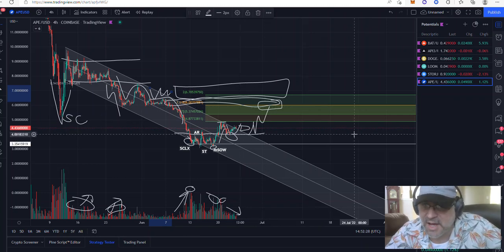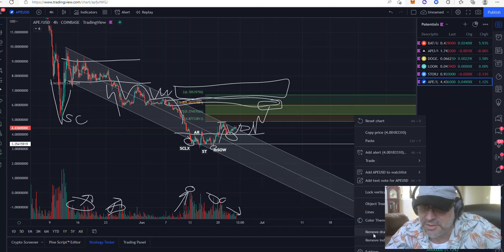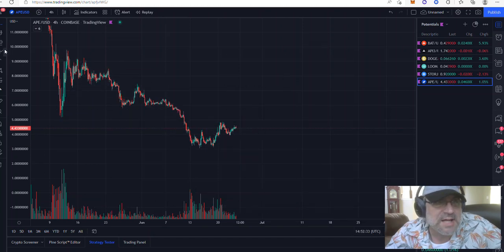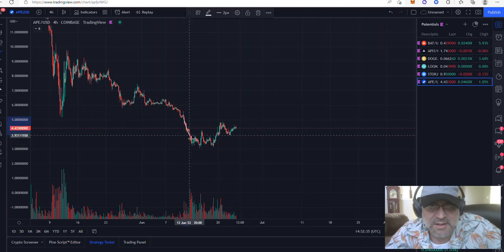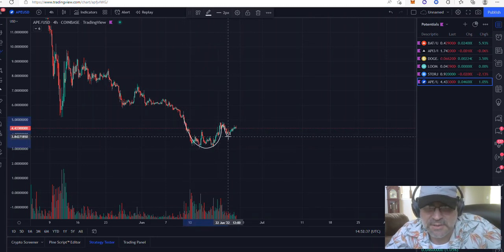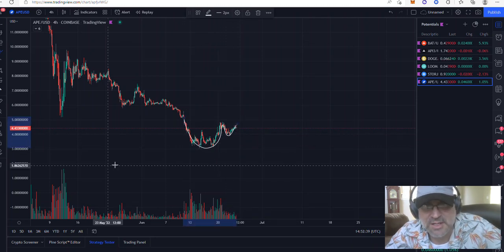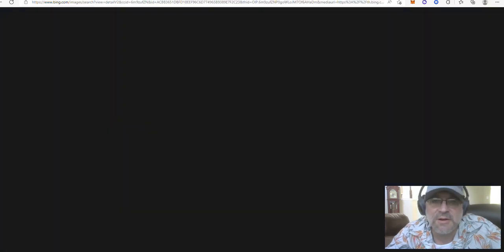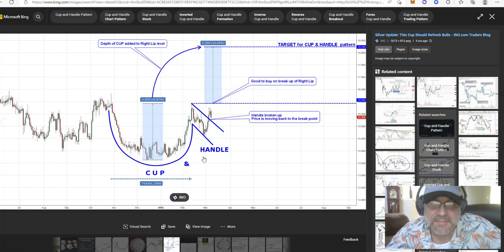Also, let me remove all these drawings before it gets too cluttered. Here we got a classic cup and handle also appearing here. And those who know anything about trading know that cup and handles are bullish. They are bullish reversal patterns. So let's see what happens.